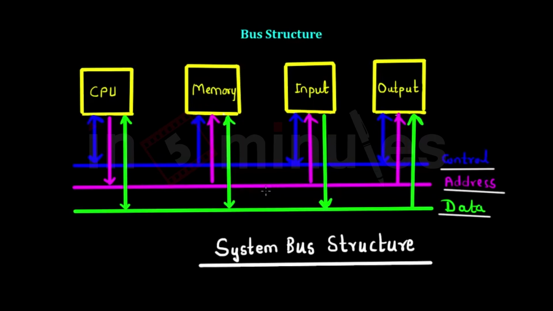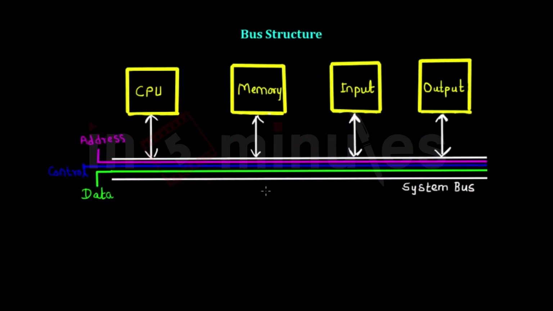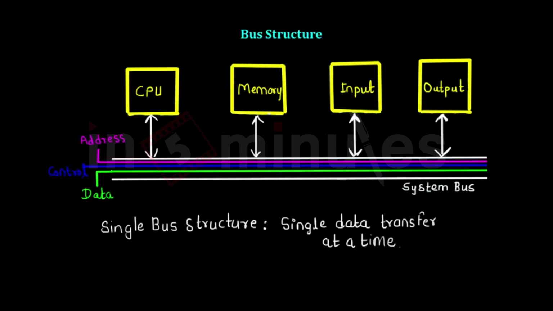Now let's look at the further module. This is the representation of the single bus CPU architecture, in which a single system bus is present and it connects all the components together. Note here that at a time only one kind of information can be present on the system bus. So only two devices can communicate with each other at a particular time. So this is the single bus structure, and it has a single data transfer at a time.